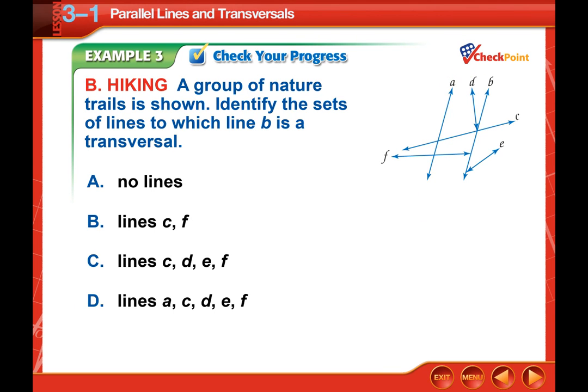Okay. Identify the sets of lines to which B is a transversal. So here's B. I can see that E will cross, F crosses, C crosses, D crosses, but it never crosses A. A and B are parallel.